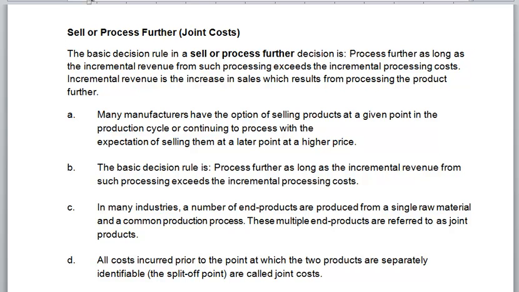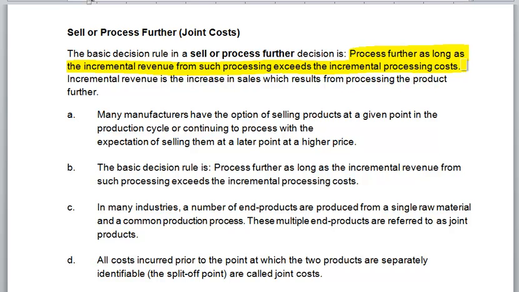This video will walk you through incremental analysis for sell or process further, also called joint costs. The basic decision rule in sell or process further is if we process further, we should process it as long as the incremental revenue from such processing exceeds the incremental processing cost. So let's go through that one more time. We should process further as long as the incremental revenue from the processing exceeds the incremental cost. And remember, incremental means the change.